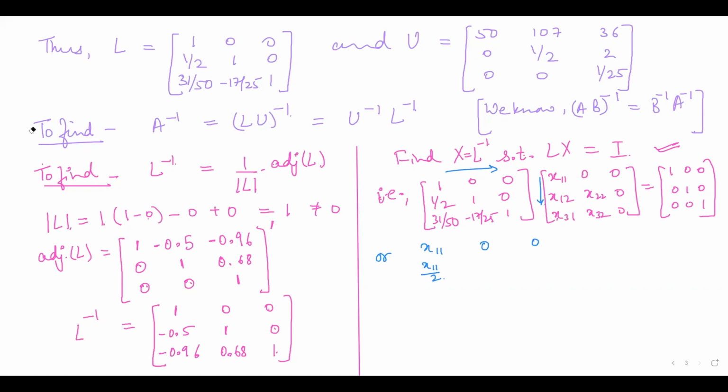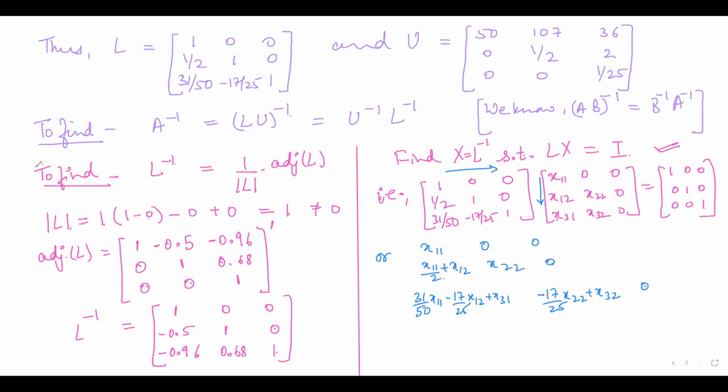And this would be plus x12. Then this multiplied by this, so you will get x22. Lastly, you will get again a 0. So last row with the first column will give you 31 upon 50, x11 minus 17 upon 25, x12 plus x31. And the last row with the second column will give us minus 17 upon 25, x22 plus x32, and lastly 0.